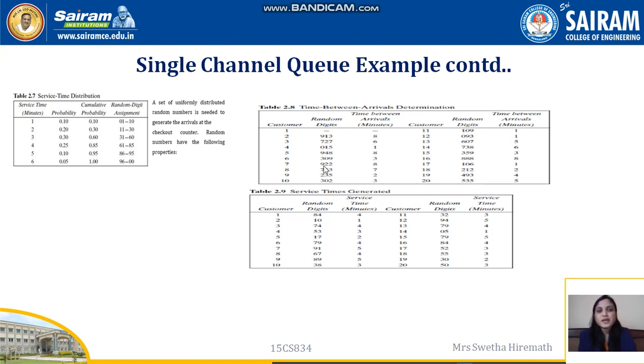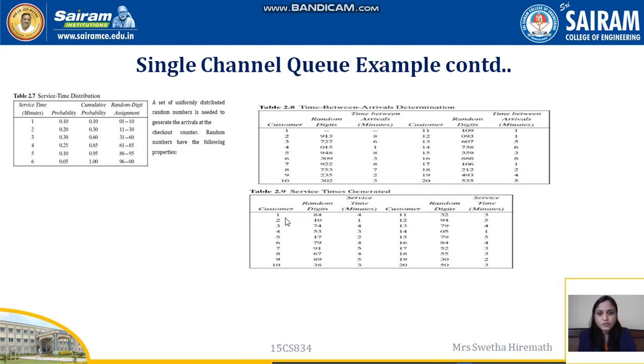Once the time between arrivals table is done, we go for the service time generated. For that also we take 20 customers, and those 20 customers will be given random digits. We check those random digits in the service time distribution to see which range each lies in and what value we have to take for the service time. Once it is done, we go for an example.